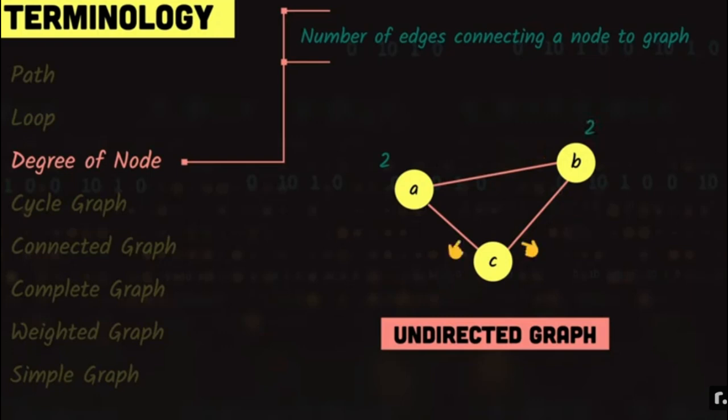C also has 2 edges. So the degree of C will be 2. Now, what happens if we have a loop within a node?